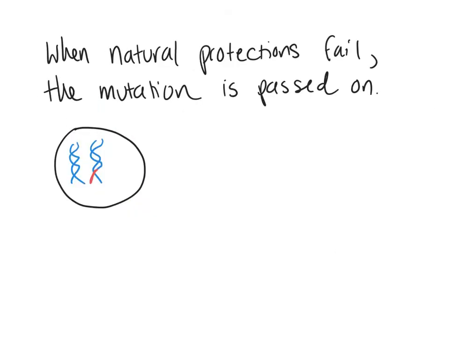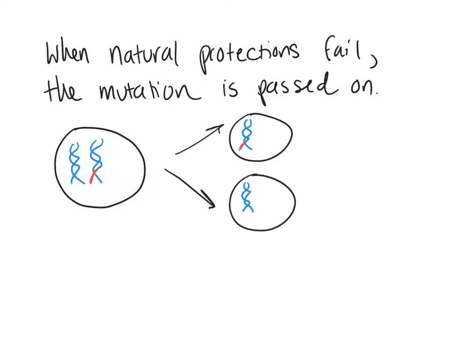But sometimes bad things do happen, like cancer, as a result of a mutation getting passed on from one cell to the new cell. When natural protections fail, that mutation is just going to get passed on when that cell divides. So that means that you will have not just one cell, but two or even three or four that may have that mutation. So in this picture, because only one of the two DNA strands is mutated, only one of the new cells is going to get it. But once that cell divides, now you're going to have even more cells with that mutation.